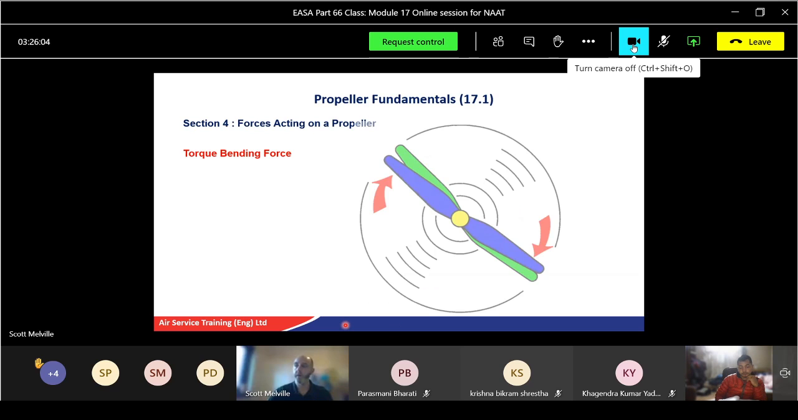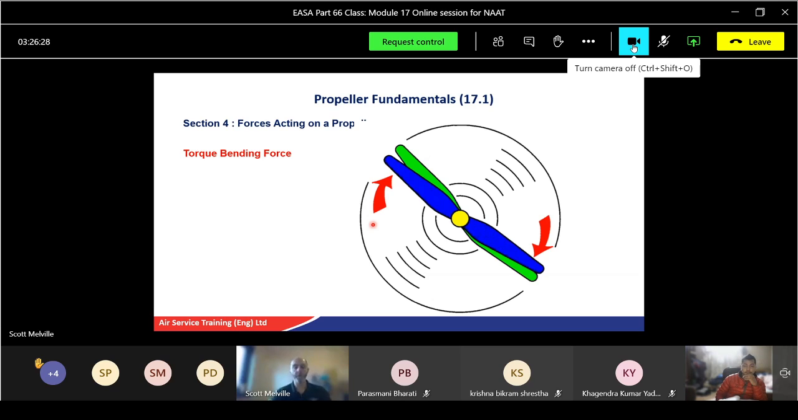And then the torque bending force is represented, obviously, by the blue blade itself, but the fact that the blade is actually trying to bend off the hub a little bit, that's the torque. So the centre will be going slightly faster than the tip. So in effect, again, the blade is trying to bend slightly.